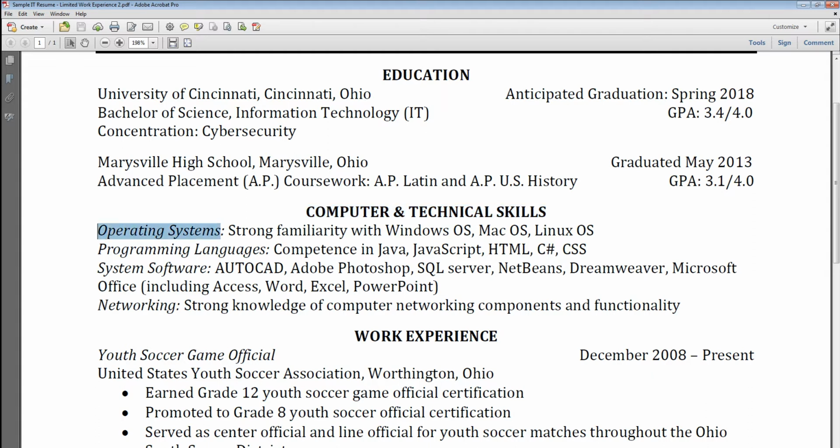Now, what I've done here, and my recommendation for all of you, is to sub-categorize your computer and technical skills. So some examples of the subcategories I've included in this resume example would be operating systems, programming languages, system software, and networking. Some other potential subcategories you could include would be hardware. If you know how to build and repair computers, you could have a subcategory related to hardware.